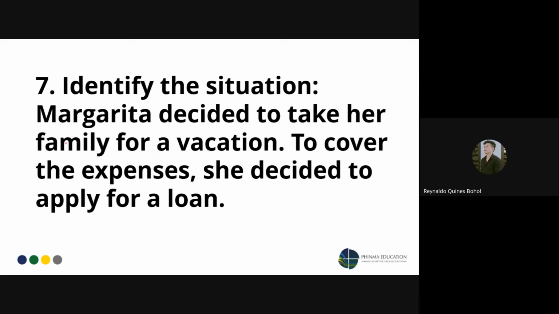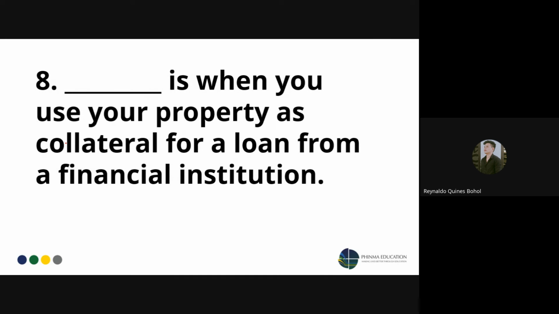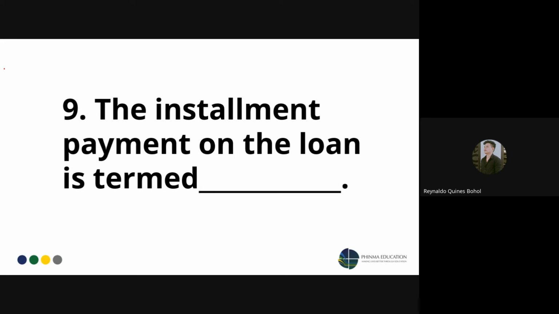Next, Los Santos and Joma Isabel. Blank is when you use your property as collateral for a loan from a financial institution. Okay, Flores got the right answer. Mortgage. It is a loan used for property or real estate mortgage. The installment payment on the loan is termed what? Monthly is wrong. Amortization is correct.